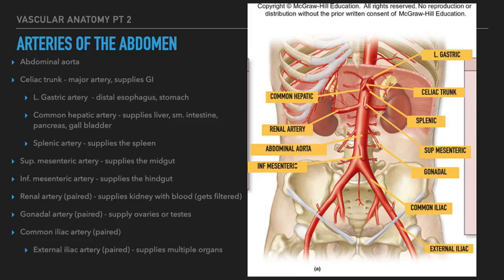The external iliac artery will provide the main blood supply to the legs. The internal iliac artery, along with its branches, will supply the walls and viscera of the pelvis, the buttocks, the reproductive organs, and some parts of the thigh, as well as the urinary bladder with oxygenated blood.